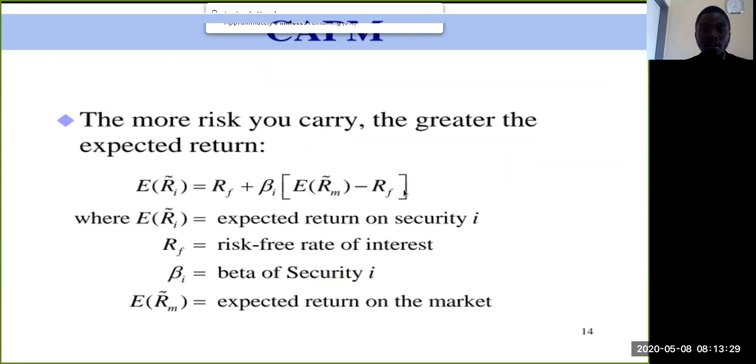So this is now the equation for the capital asset pricing model, the same one we looked at earlier. These are what they stand for. You've got the expected return on the security i, the risk-free rate of interest, the beta of the security, and the expected return on the market.